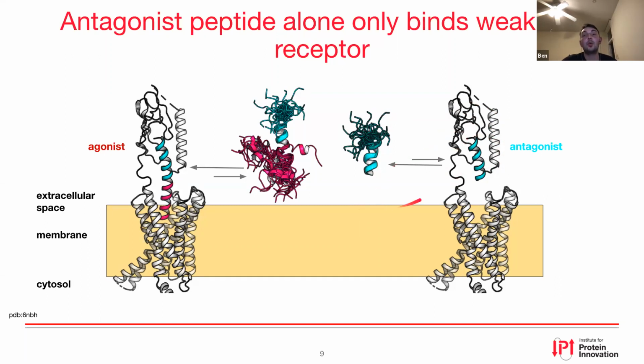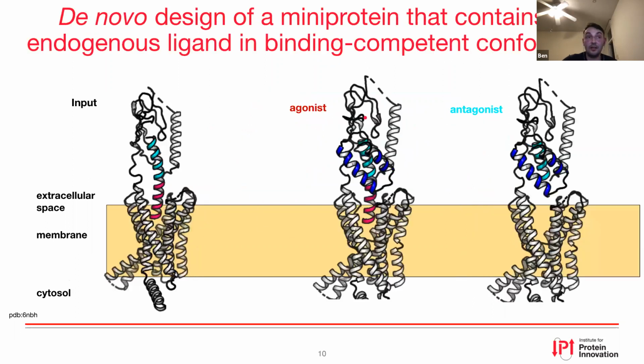And so what we really like to do is to inhibit the binding of the agonist by binding in the same binding site as a natural peptide, but without activating the receptor. So we want to do that with de novo design.